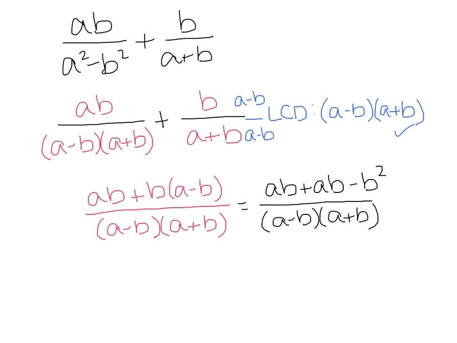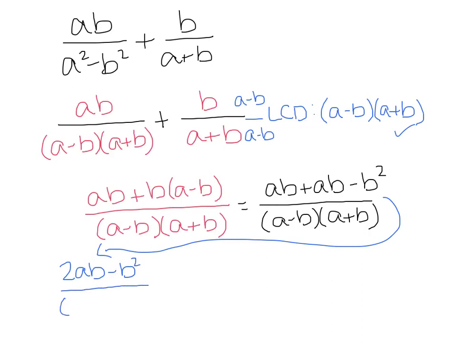Okay, let's simplify a little bit further. I'm running out of room. I'm coming over here. So I have 2ab minus b squared over a minus b times a plus b.